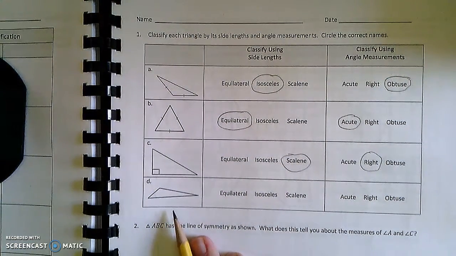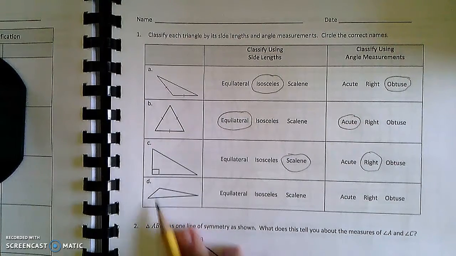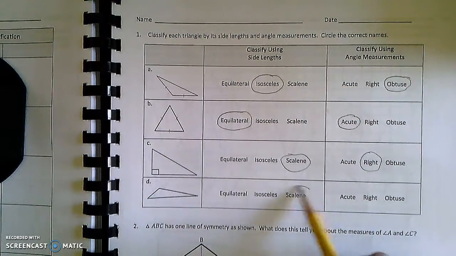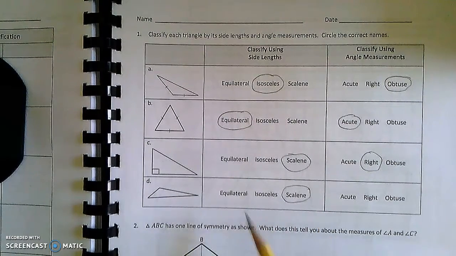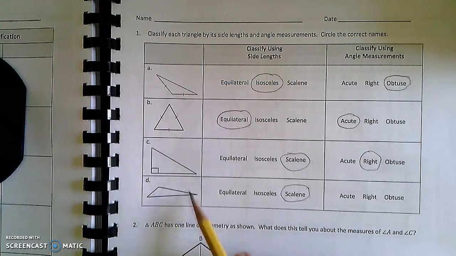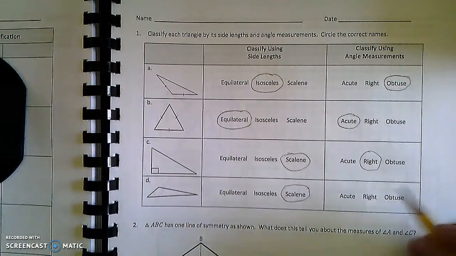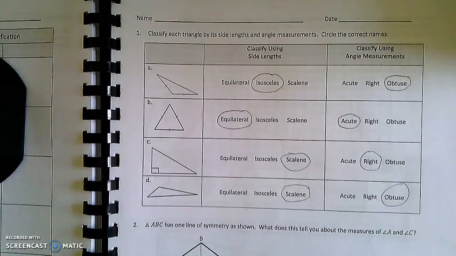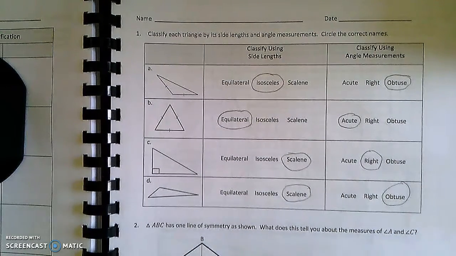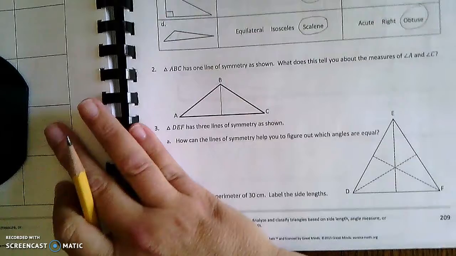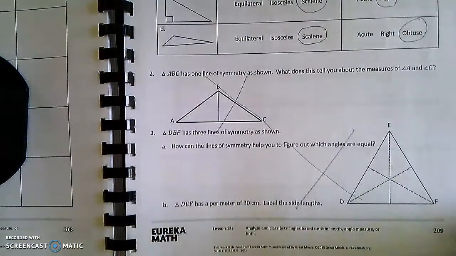And then here we have D. I have no tick marks, so that means none of those sides are equal. That makes this a scalene triangle. And I see I have 2 acute angles, 1 obtuse angle, making this an obtuse triangle. Now we did not talk about the symmetry in triangles, so we are going to skip 2 and 3. Okay, and we are going to go on to the next page with problem 4.